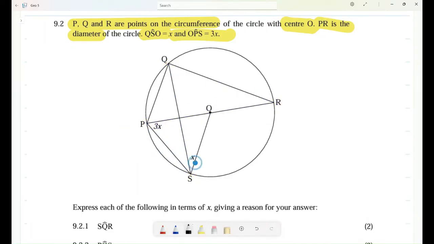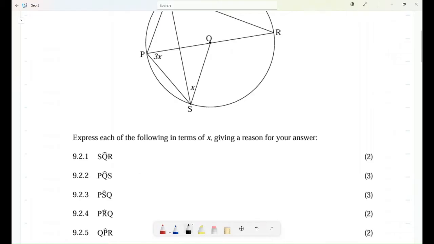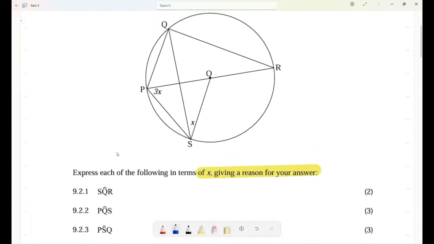So let's see another thing that you can find. Cyclic quad, no, because it should be closed like this so that we can have a cyclic quad. No cyclic quad. Then let's see what they require us to do. Express each of the following in terms of x, giving reasons for your answer. All right. Let's see. The first one says calculate or express SQR.